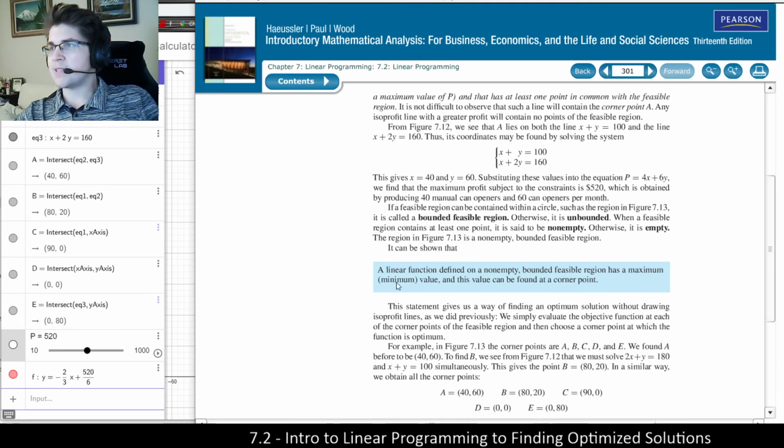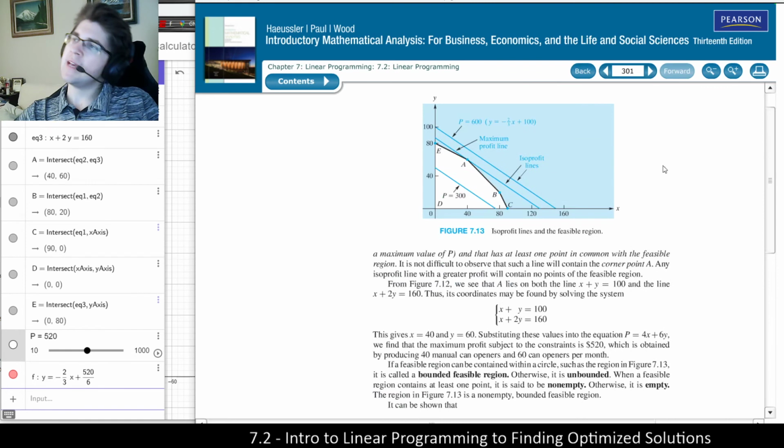But basically, what it says is that a linear function defined on a non-empty bounded feasible region has a maximum or minimum value, and this value can be found at a corner point. By corner point, it just means that it has to be one of the vertices of the polygon. So if we're looking at this shape, it's got to be one of the points on the edge. So it could be either A, B, C, D, or E. And that's a different way of going about finding it.